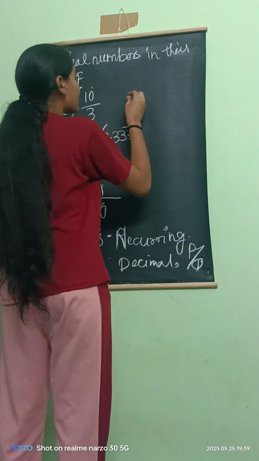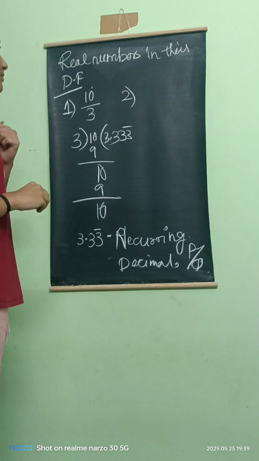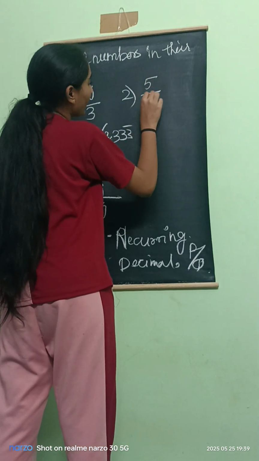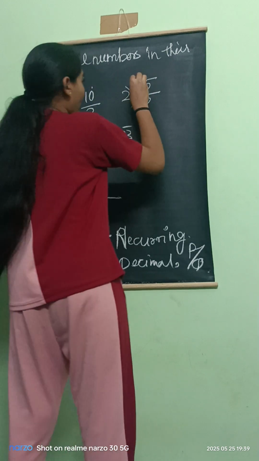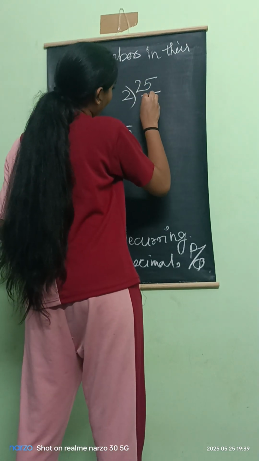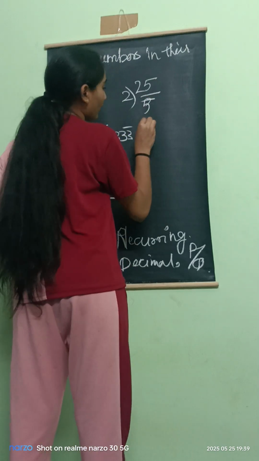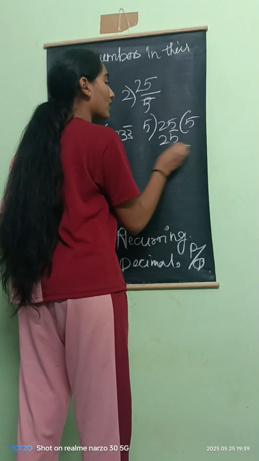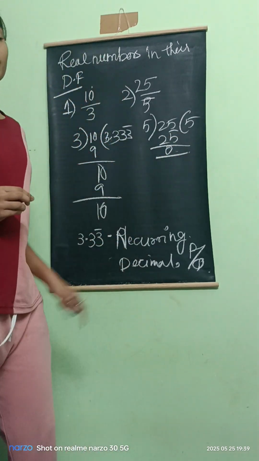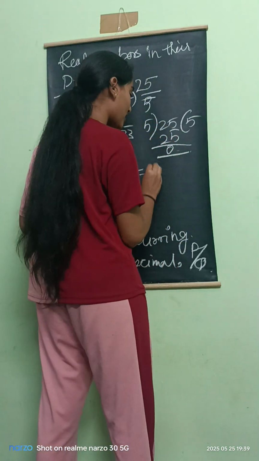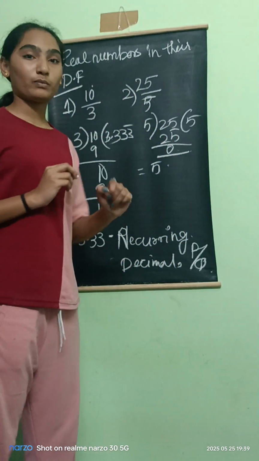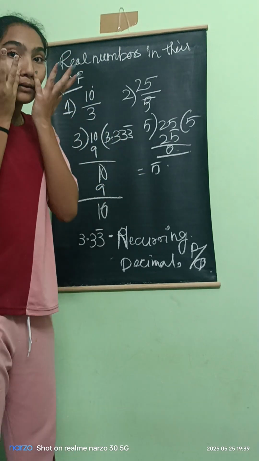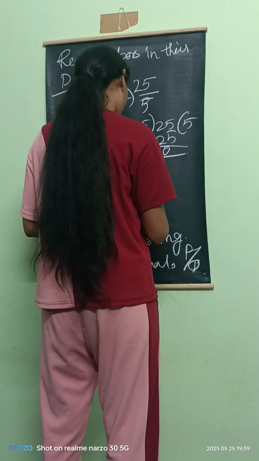Let's see the next example. Same like this. It's 5 by 25, let's see, 5 and 25. So 5 5s are 25, 0. We got the answer 5. So which term is equal for this? Is it repeating? No, it's not repeating. It has an end. So which term has an end? It's terminating.